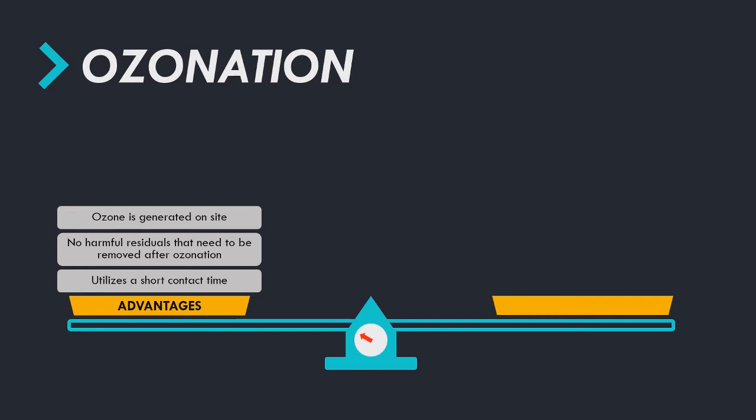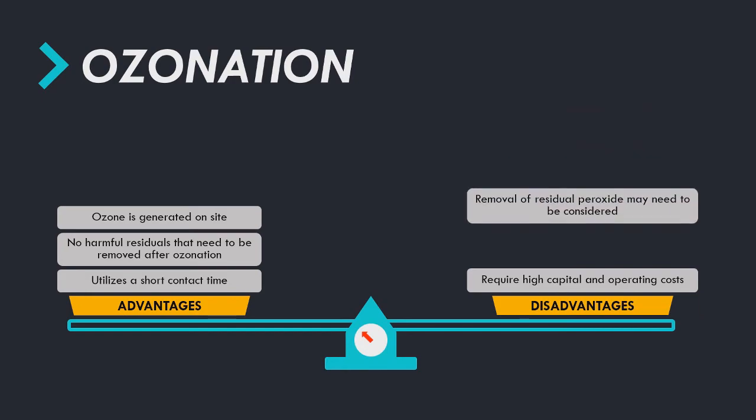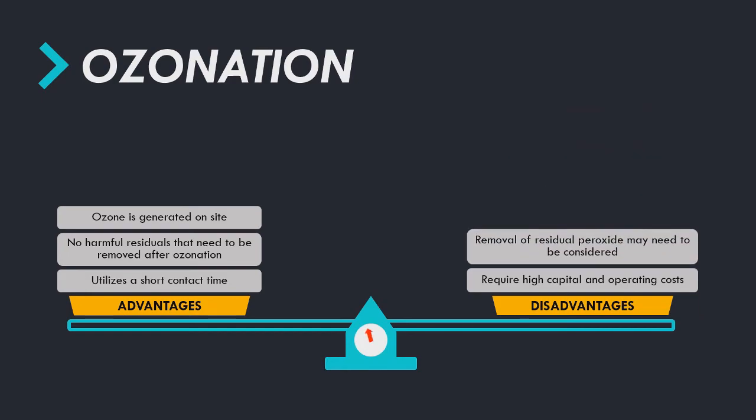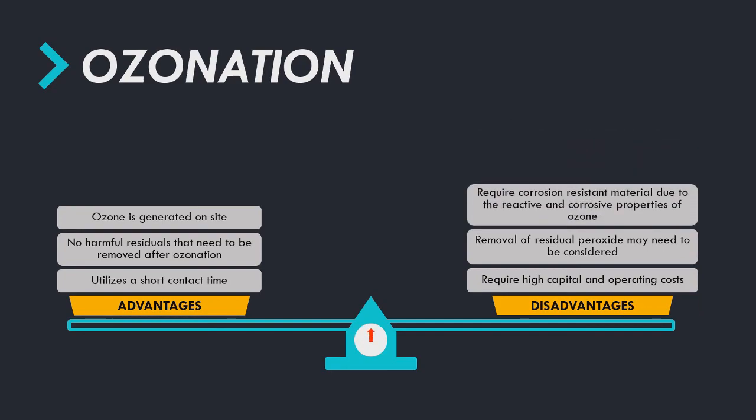The disadvantages of the ozonation process are, firstly, it requires high capital and operating costs. Secondly, removal of residual peroxide may need to be considered. And lastly, it requires corrosion-resistant material such as stainless steel due to the reactive and corrosive properties of ozone.